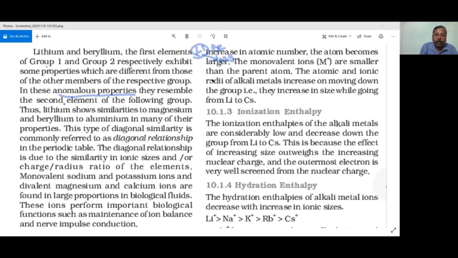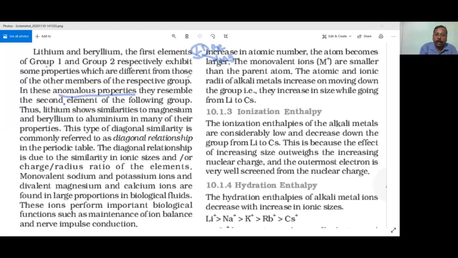Magnesium. Now I think all of you are aware that this relationship between lithium and magnesium is called a diagonal relationship. So there are two things in one place. What are those two things? Anomalous behavior and diagonal relationship. Both are about lithium only. Lithium shows differences with the same group element; that is called anomalous behavior. Lithium shows similarities with magnesium; that is called a diagonal relationship.